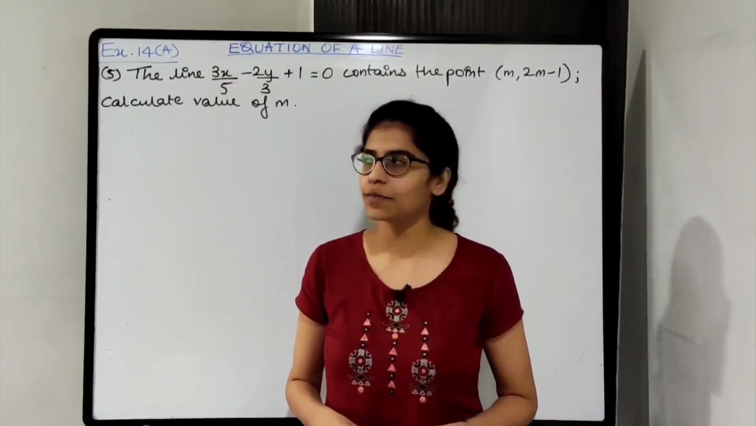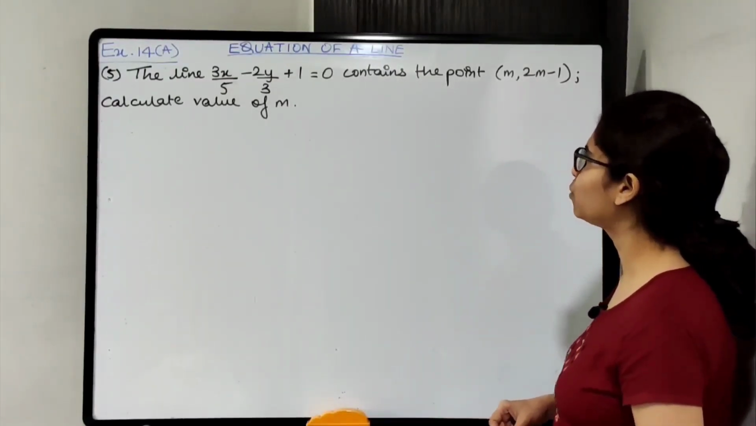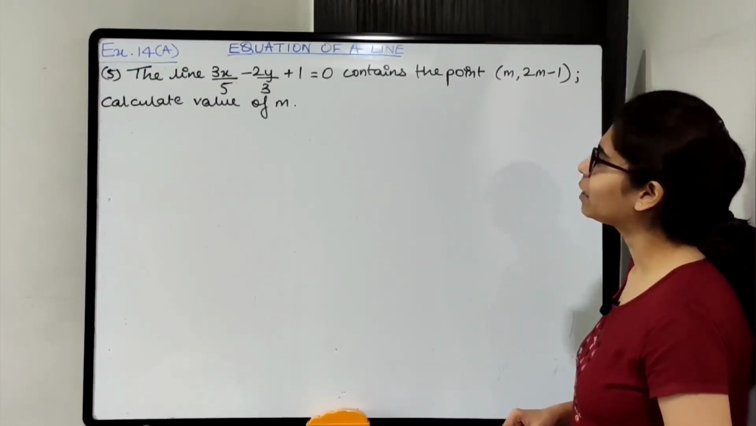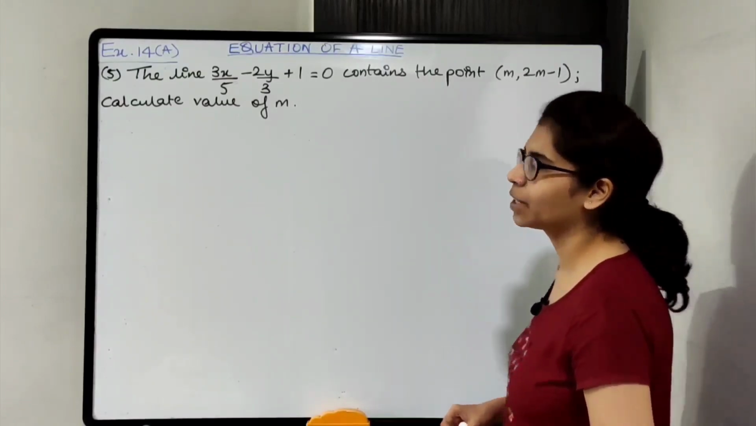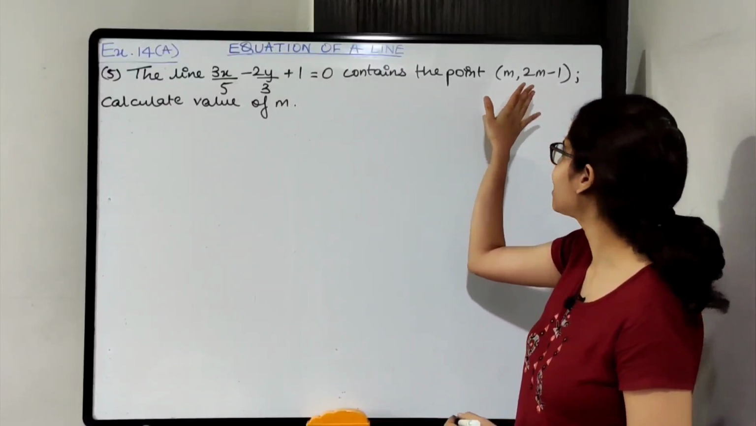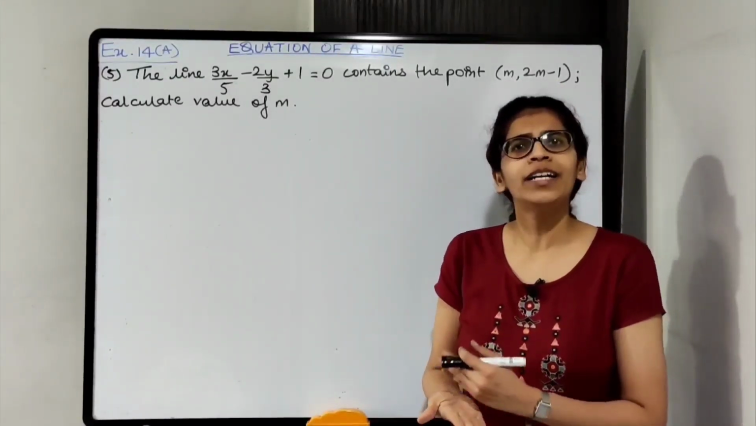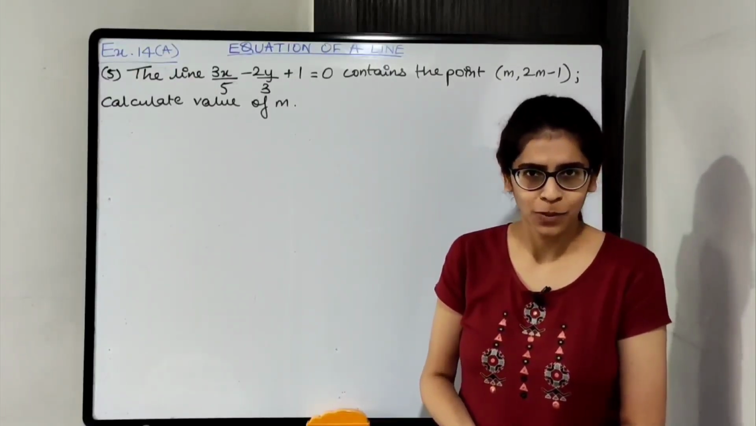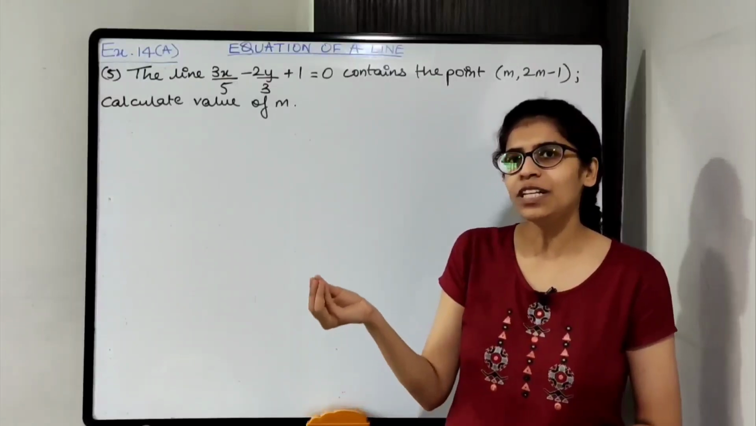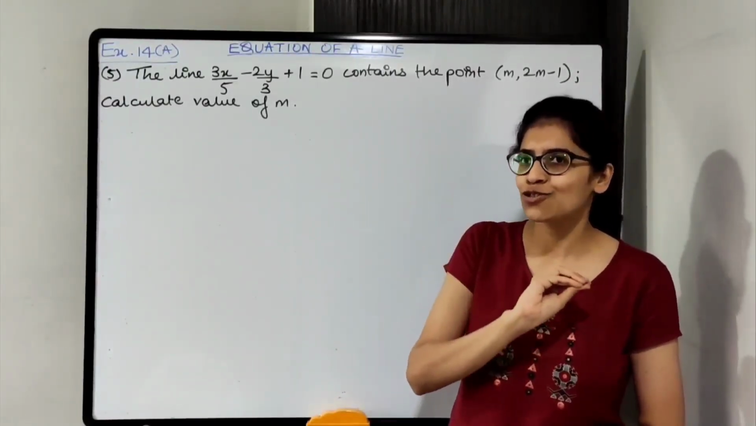Question number 5. The line 3x/5 - 2y/3 + 1 = 0 contains the point (m, 2m - 1). Calculate value of m. There is a line and it contains a point having coordinates (m, 2m - 1). Contains the point means point is lying on the line. Somewhere on the line is this point. So it means that it satisfies the equation. It satisfies the equation of the line.